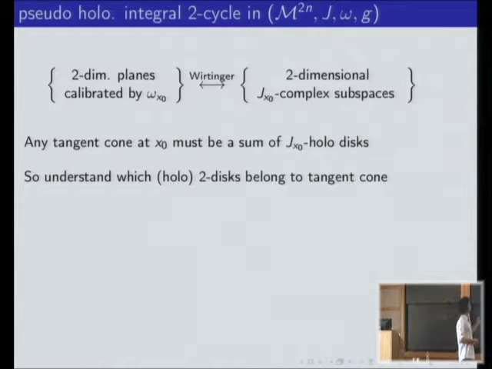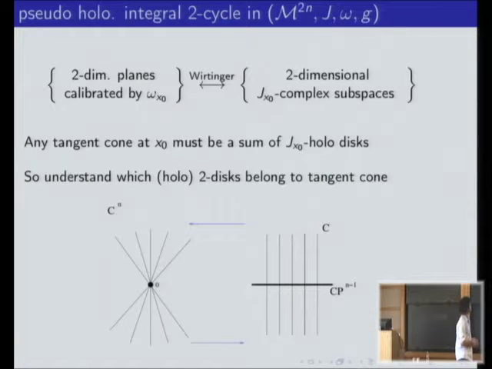So what we want to understand is, we fix a point, we make this procedure of dilations, and we want to understand what tangent cone we get, if it's unique or not. So what we want to understand is which holomorphic two-disks appear in the support of the limiting cone. The space of holomorphic disks through the origin of C^n is parameterized by CP^{n-1}. So what I'm going to use is an analog of the standard blow-up construction of symplectic geometry or algebraic geometry, where you pass from C^n, you blow up the origin, and you move to the tautological line bundle on CP^{n-1}.